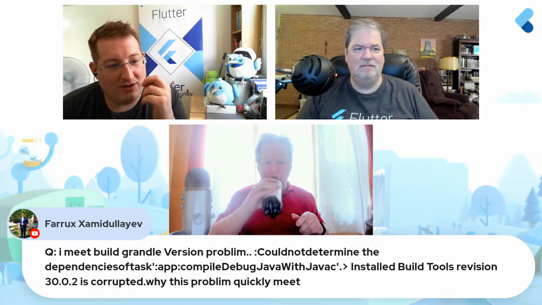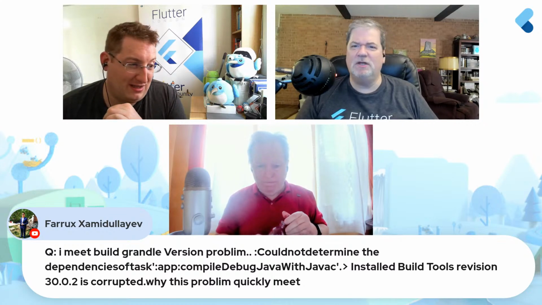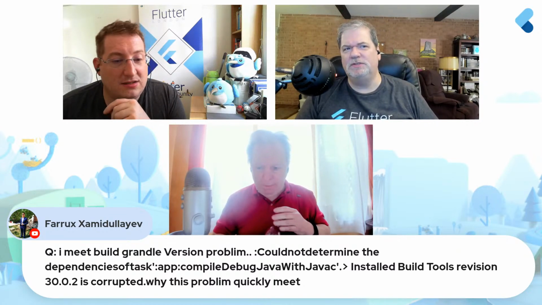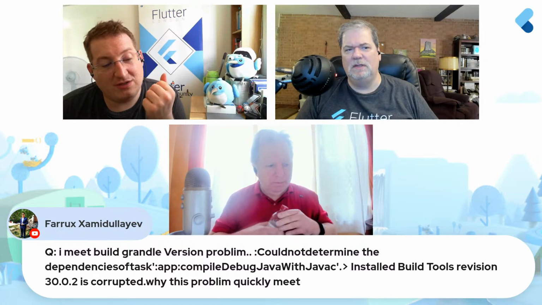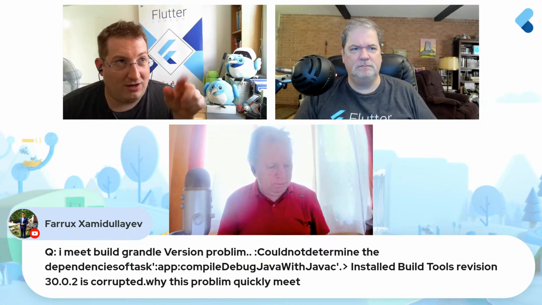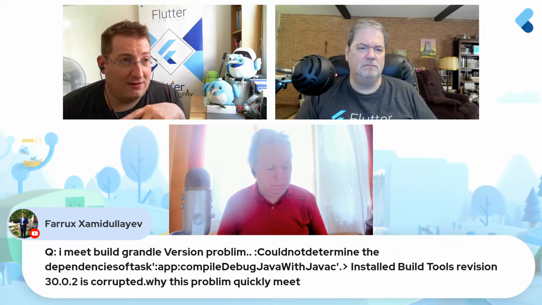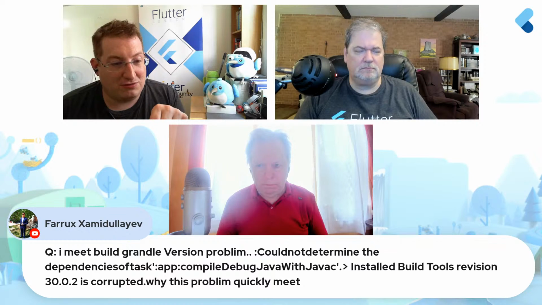Go to your SDK. I mean, you can't just go in and update the build tools version. You can install that one, but you want to delete that one, right? That's corrupted. So just go into your Android SDK directory. If you go into your Android Studio settings and search for SDK, you'll find the location of where it is on your computer in there.